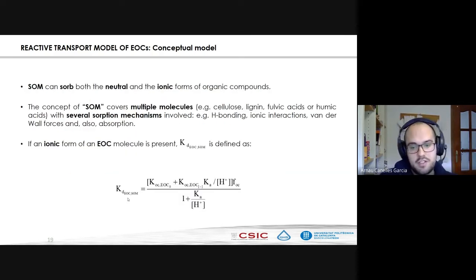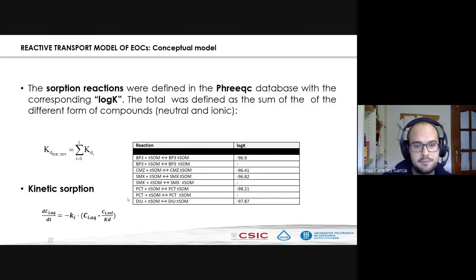So considering all these iterations, we define this KD based on all these different parameters to define this pattern, this parameter. This parameter can sometimes be referred to in the FREQ C database as log K. So these are the different parameters and characteristics that define this sorption, this reaction between the emerging organic contaminant, the organic matter, and the complex made between those two elements.